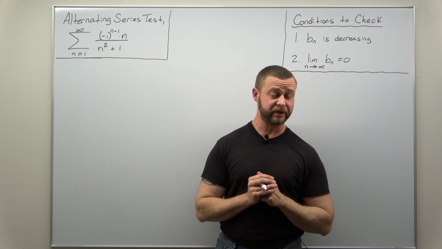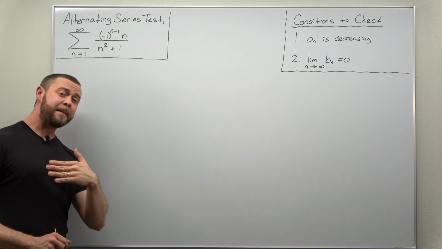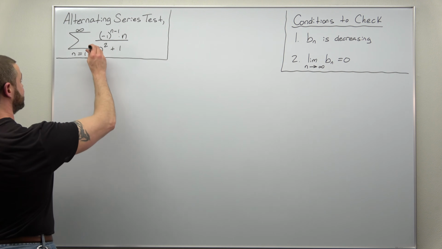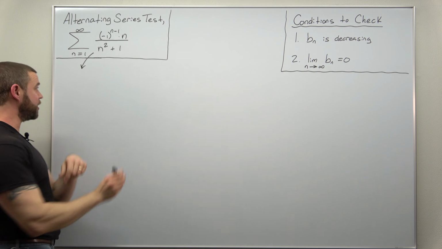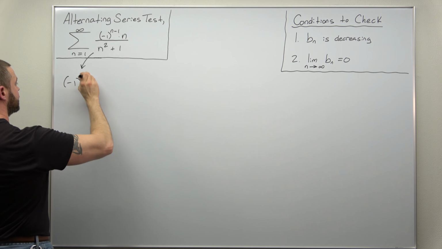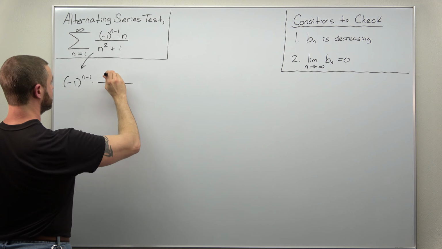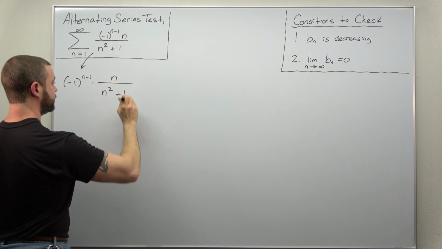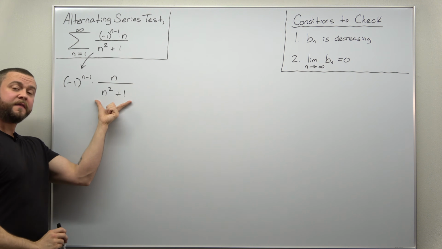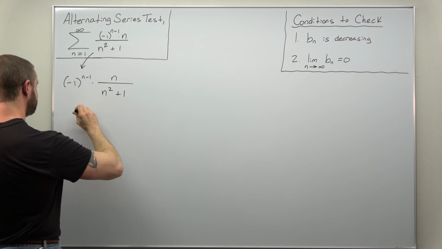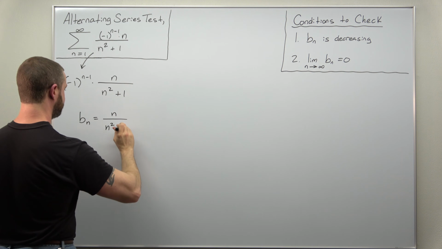We're going to apply the alternating series test. As always, start by identifying b sub n. This one might not be as obvious, so let's go ahead and, as always, rewrite this. I'm going to pull the alternating term, -1 to the n minus 1, out front. And that's going to leave me with the fraction n divided by n squared plus 1. Basically, whatever's multiplying the alternating term, that's your b sub n term. So let's go ahead and define b sub n as n divided by n squared plus 1.